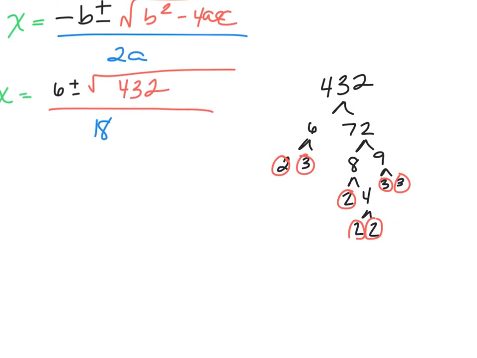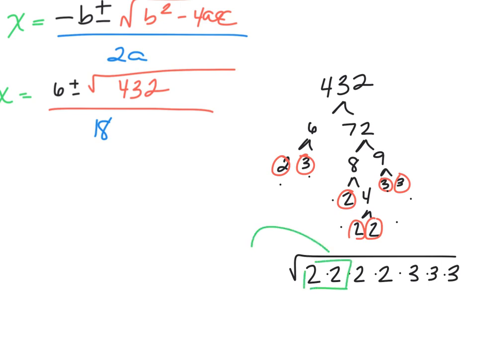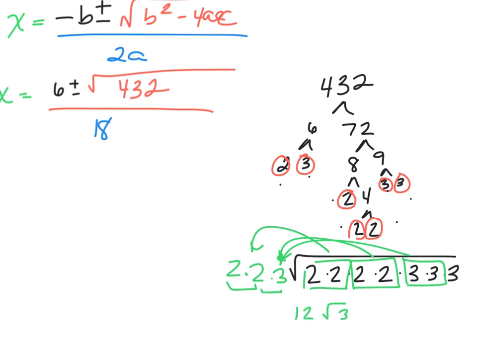All those numbers go under a radical. So I have 1, 2, 3, 4 twos, and I have 1, 2, 3 threes. Double on the inside, single on the outside. Got one double of a 2. Got another double of a 2. Got a double 3. 2 times 2 is 4, times 3 is 12. So I have 12 radical 3.